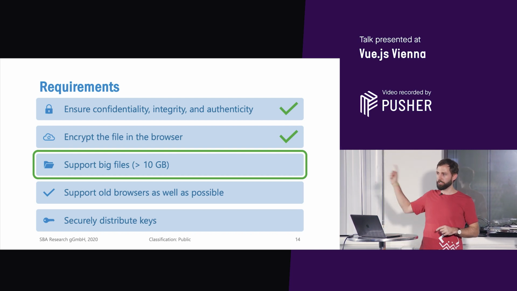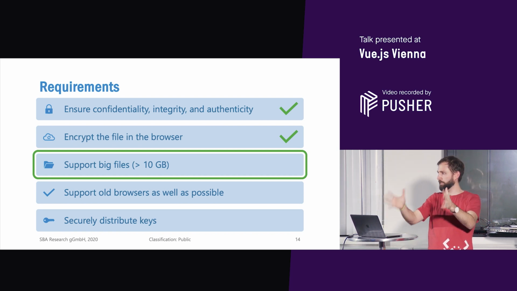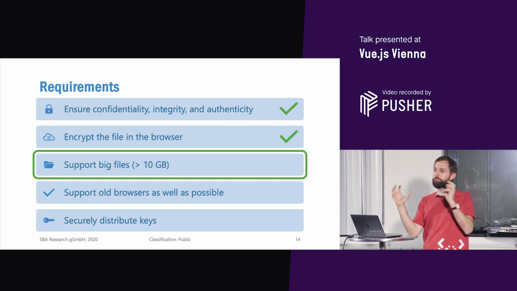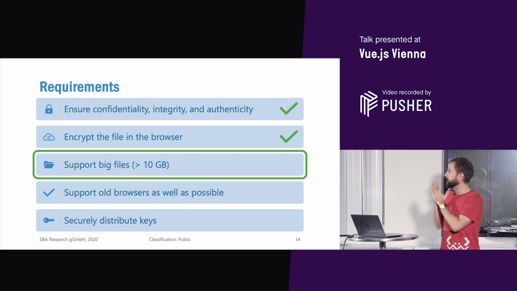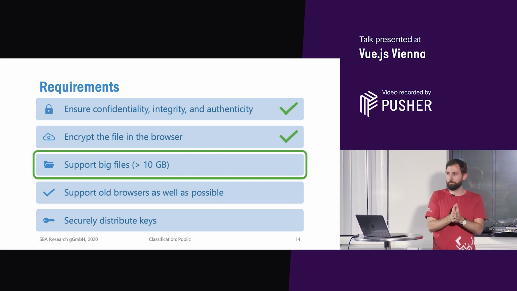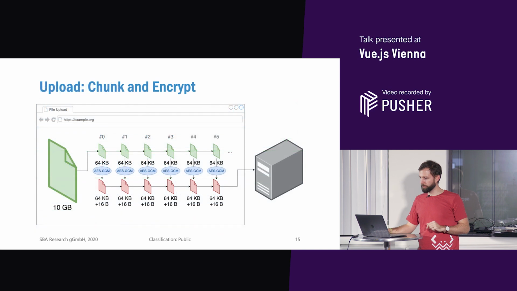Now that's a big challenge because you saw the API. I can only throw in all the data at once. If I want to encrypt a file, I have to take the whole file and throw it in there. There's no way to stream stuff in and out of web crypto. So we will have to chunk that file. We will have to split it into smaller chunks, encrypt every chunk, and then upload it to the server. Let me show you how we can do that.